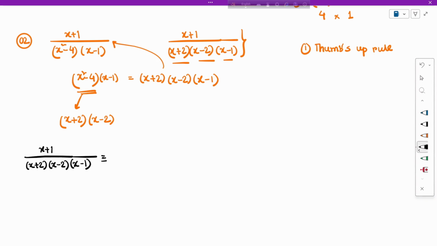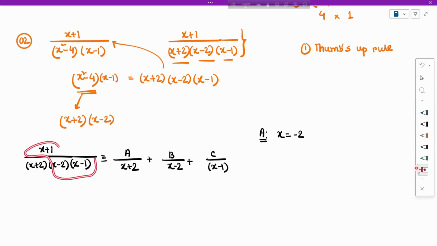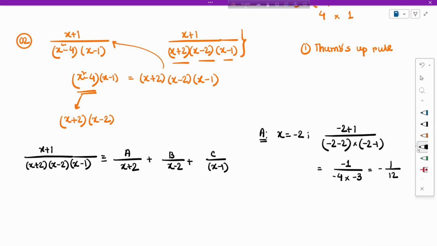Okay, so our first step was writing it. We have taken this expression and written it in the splitting form of the partial fractions. We know the drill: in order to get the value of A, we have to put x equals negative 2 in the whole expression right here, excluding the x plus 2, because we want to find the coefficient of x plus 2. Plugging in x equals negative 2 results in A equals negative 1 by 12. So we got the value of A.